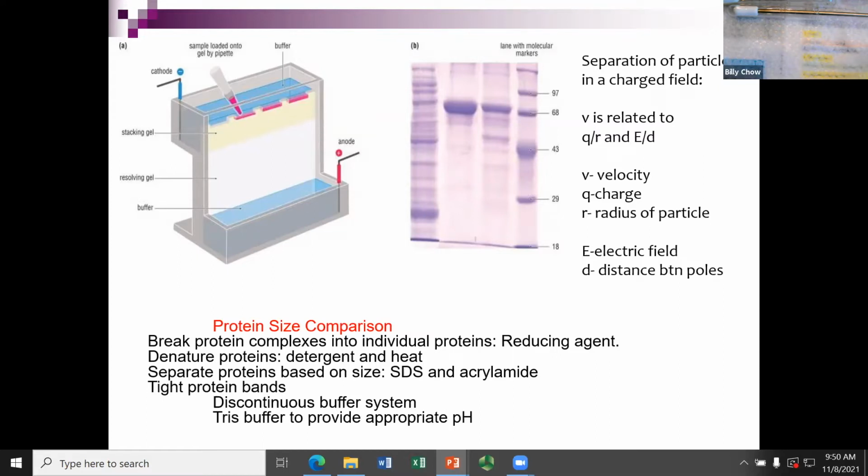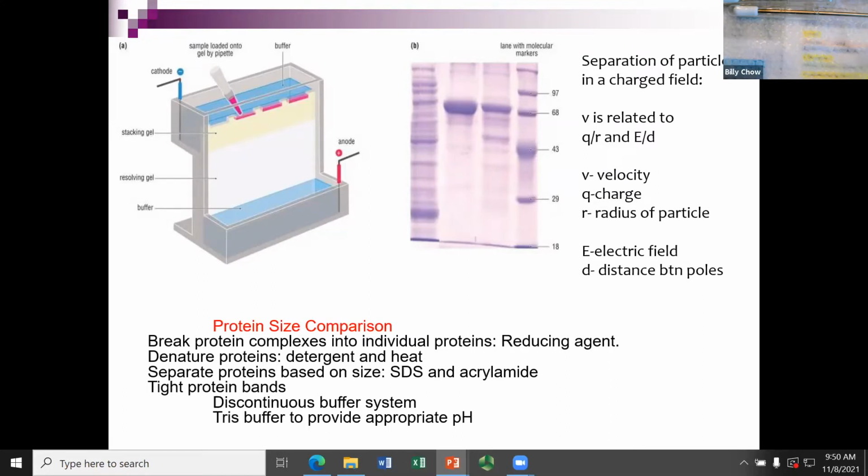Okay, so the velocity by which a protein migrates in the separating gel or resolving gel is dependent on Q over R and E over D. Q is the charge of the protein. R is the radius of the protein. And I'm sure you have learned that equation from Professor Lloyd already. So it's just like electrophoresis. So the protein migrates in the gel.